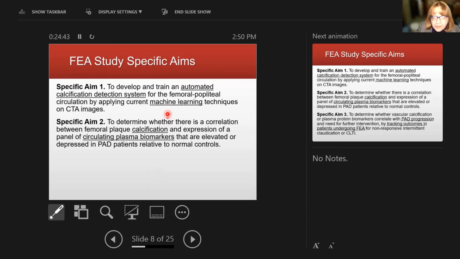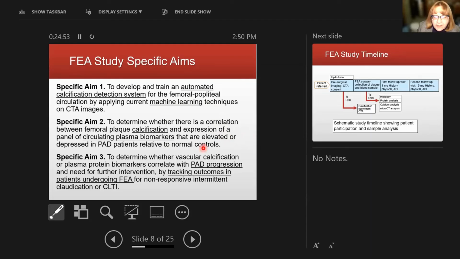Secondly, we wanted to determine if there's a correlation between femoral artery calcification and a panel of circulating biomarkers. And thirdly, we wanted to determine whether vascular calcification, possibly in combination with these plasma protein biomarkers, could be used to predict the outcomes in patients undergoing femoral endarterectomy.